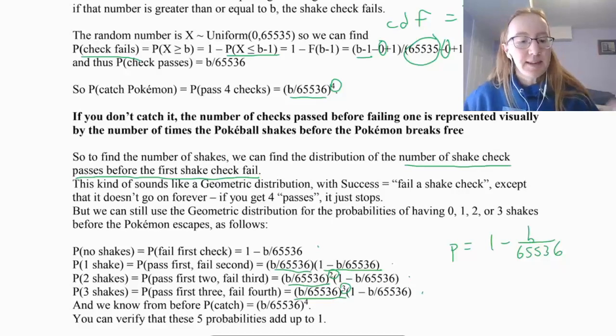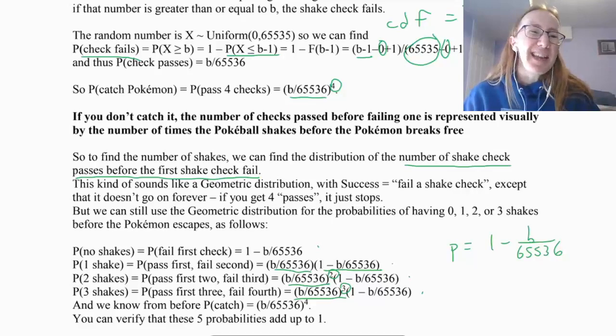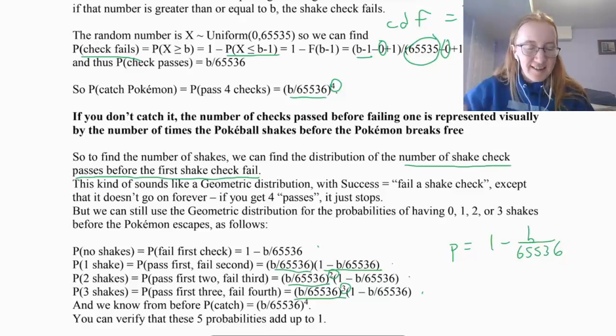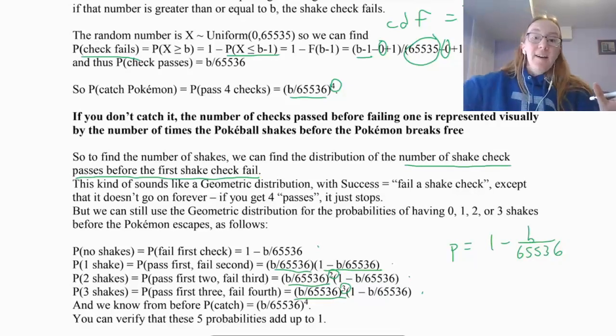But yes, and here we are indeed assuming that the shakes are independent, because when the computer generates a random number between 0 and 65536, it does that independently each time. It's probably not truly independent. There might be some pseudo randomness to it, but we are assuming that they are independent, and they basically are.